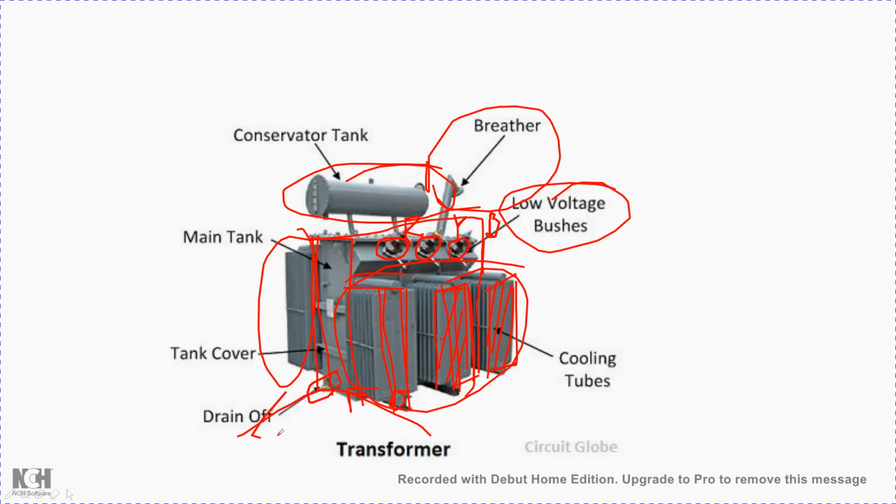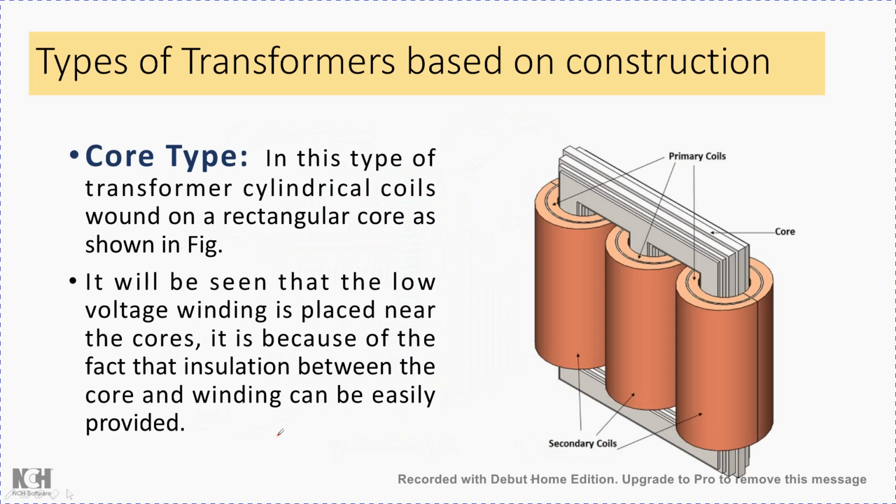Now let us see the types of transformers based on construction. As we know, based on their construction, transformers are of two types: one is core type, another is shell type. In a core type, the windings are placed on the cores. Since we are talking about the 3-phase transformer, a substation transformer is essentially a 3-phase transformer. Here the 3 windings are placed on the 3 limbs.